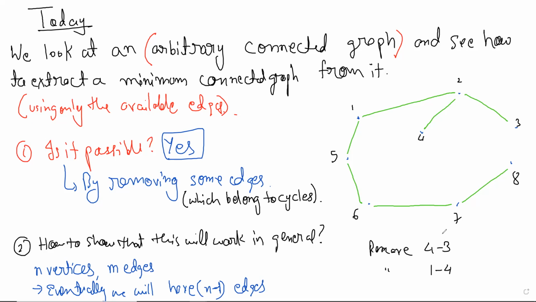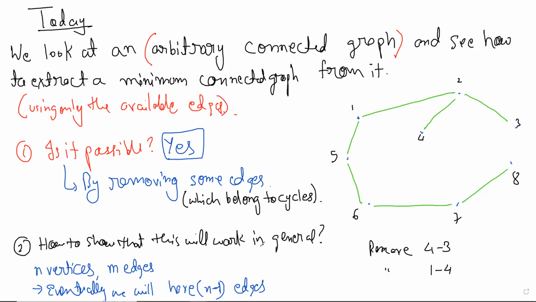That's right. So that's the algorithm. But why will that eventually give you a tree? Our definition is n minus one edges. If we take that definition, then why will you get n minus one edges eventually? Is it clear for everyone? That's what we want to show, right?